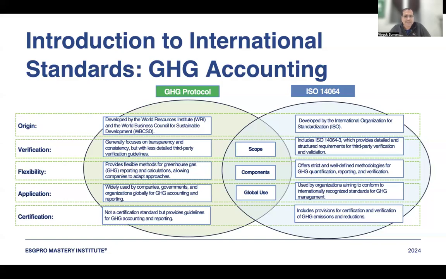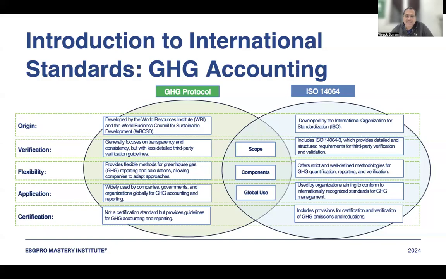So in the verification part, the GHG Protocol, of course, focuses on transparency, consistency, and less detailed third-party verification guidelines. So they do not have very detailed guidelines for third-party verification. But for ISO, as you know, quality requires that the third party who is coming to verify you should also have a detailed verification and validation system.